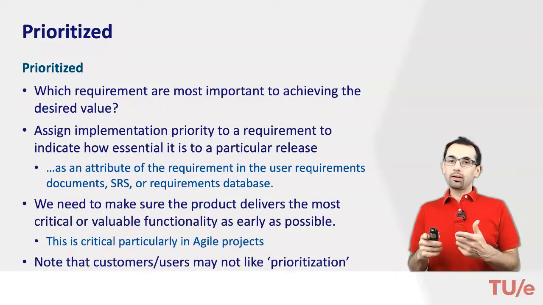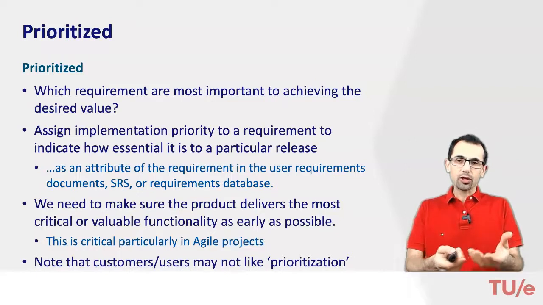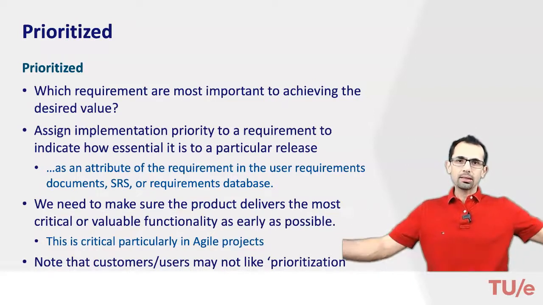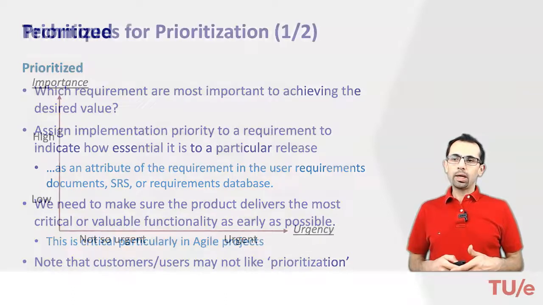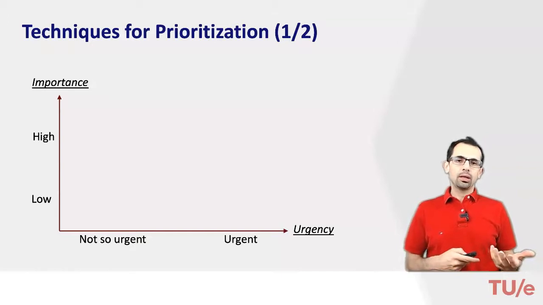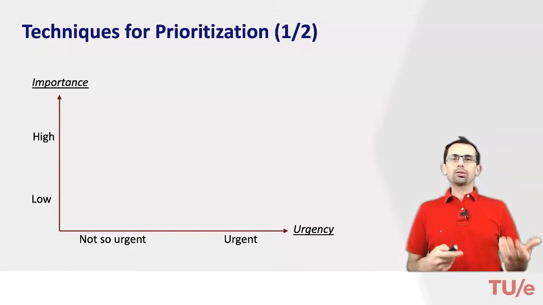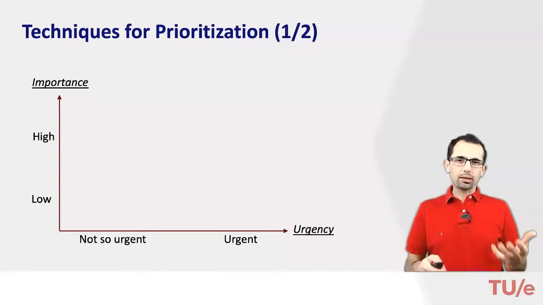This is particularly important for agile projects. We pick the most important ones, we work on them, and then we deliver that functionality and enhance it later on. What else? There are some techniques that we can apply for prioritization, and it's a good idea to use some sort of analytic technique instead of just doing something ad hoc.